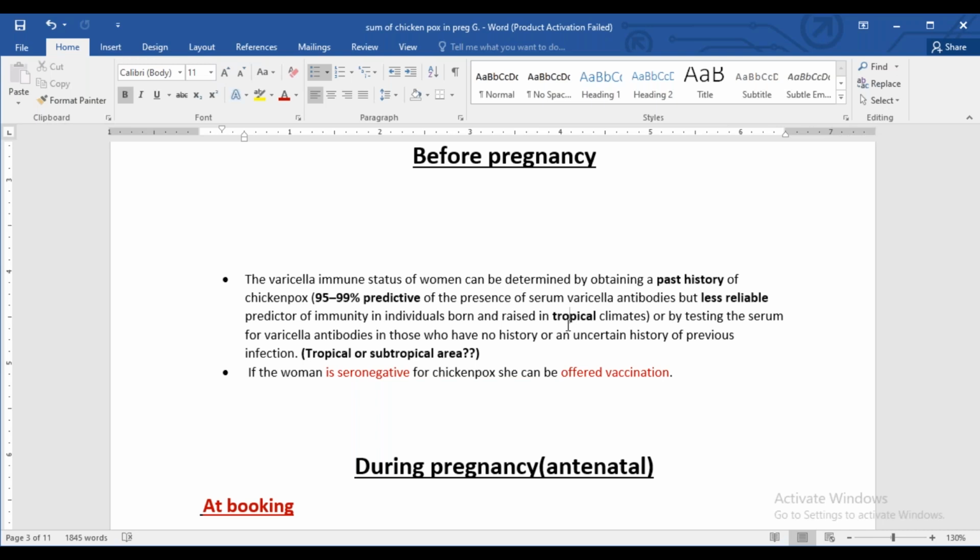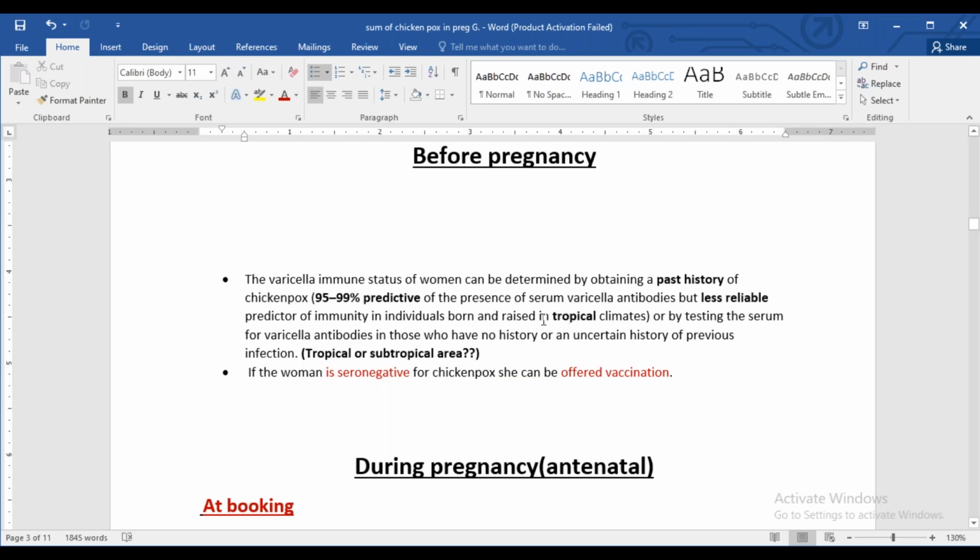But if she's European, from the UK or Ireland, this cold weather, those people, if they have a solid past history of the infection, it's mostly reliable, 95 to 99% predictive of the presence of the serum varicella antibodies. If she's tropical or subtropical, Egypt, India, Bangladesh, like this, you may have to doubt whether she has immunity or not. If she's not pretty sure that she had the infection by name, you can't rely on it.